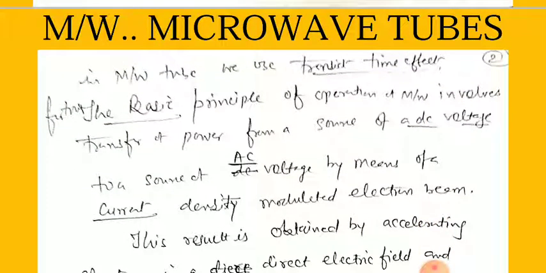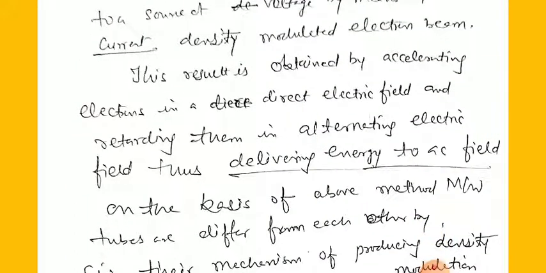In microwave tubes, we mostly use the transit time effect. The basic principle of operation of microwave tubes involves the transfer of power from a DC voltage source to an AC voltage source, that is, energy is transferred from the DC source to the AC source by means of a current density modulated electron beam. This is the basic principle of any microwave device.